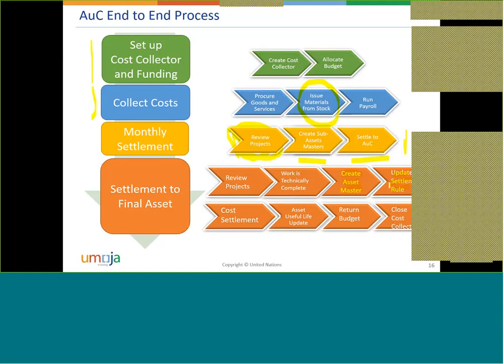So the system will be ready to do the settlement to the final asset. What is actually settlement to the final asset? It means taking the value from the AuC that we were adding during the settlement process monthly, and then we bring all this value to the final asset. Okay, so now we will have a final asset that has the value of all the expenses. After doing that, we will update the useful life, and then if we didn't use all the money, we'll return it. All the funds will return, and if we finalize the project, we close the cost collector, which is the project.